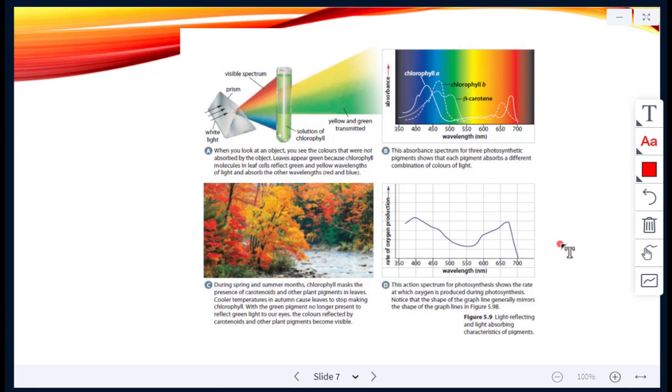And here we're looking at a graph. We have the rate of oxygen production and then wavelength. This is showing the rate at which oxygen is produced during photosynthesis. The shape of the graph generally mirrors the shape of the graph in this B graph that we had seen.